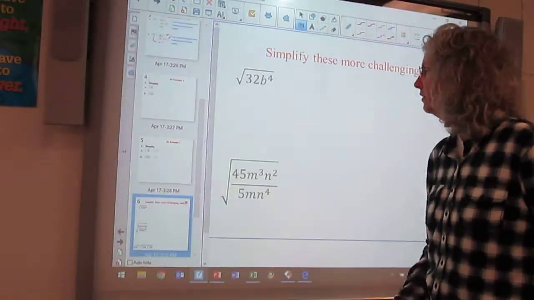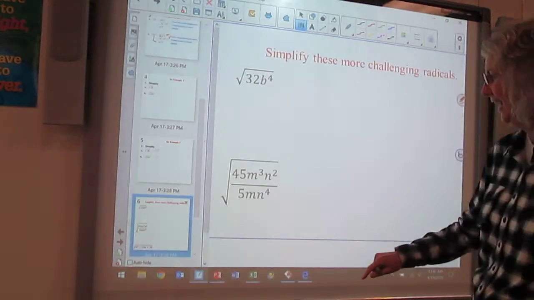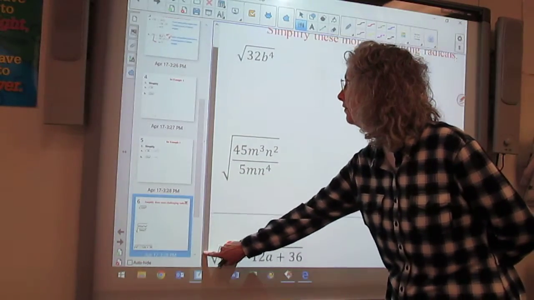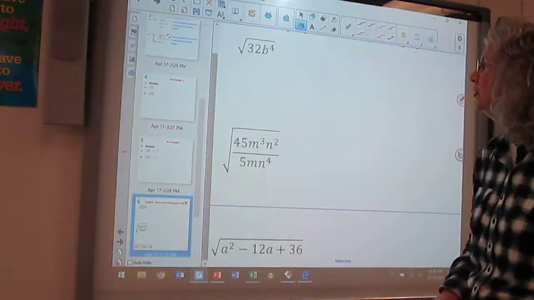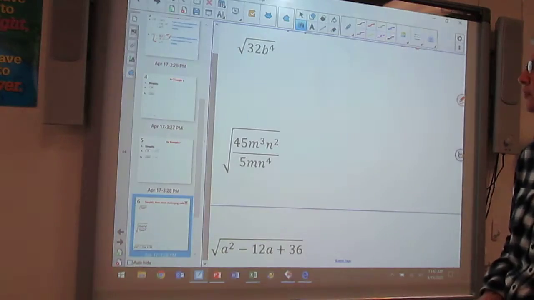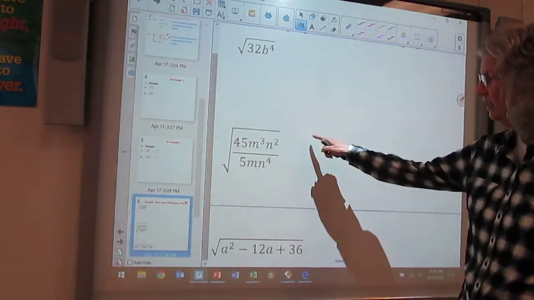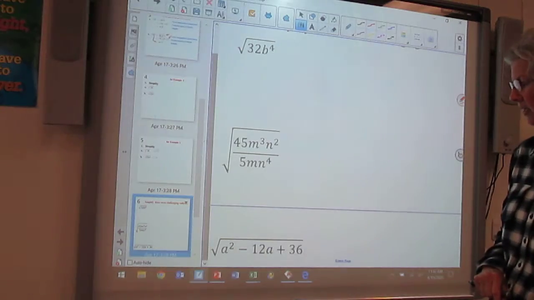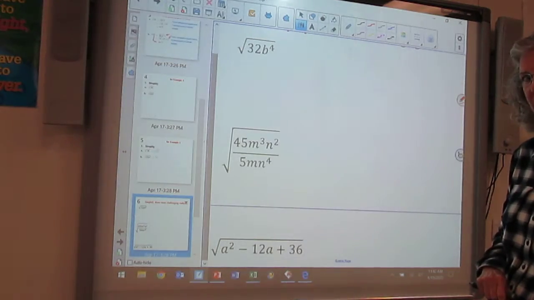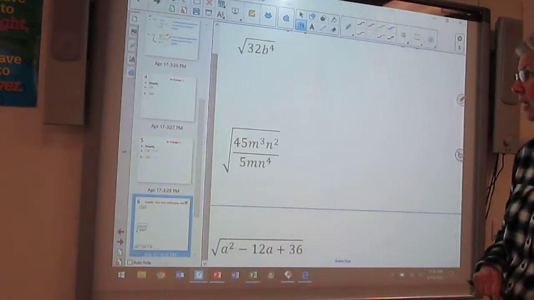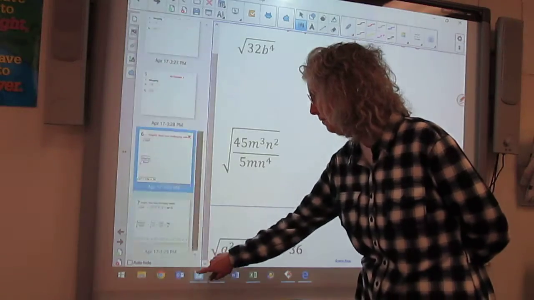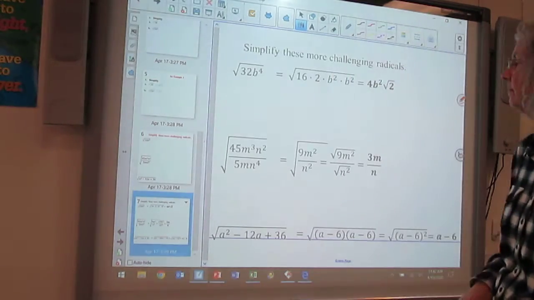I want you to freeze your screen again. Here's a couple of simple ones. The square root of 32b to the 4th. And then we have a couple of harder ones here. I think you can read those. You may have printed out your handouts. I want you to work on those and freeze your screen, and I'm going to pop up the solutions to those.